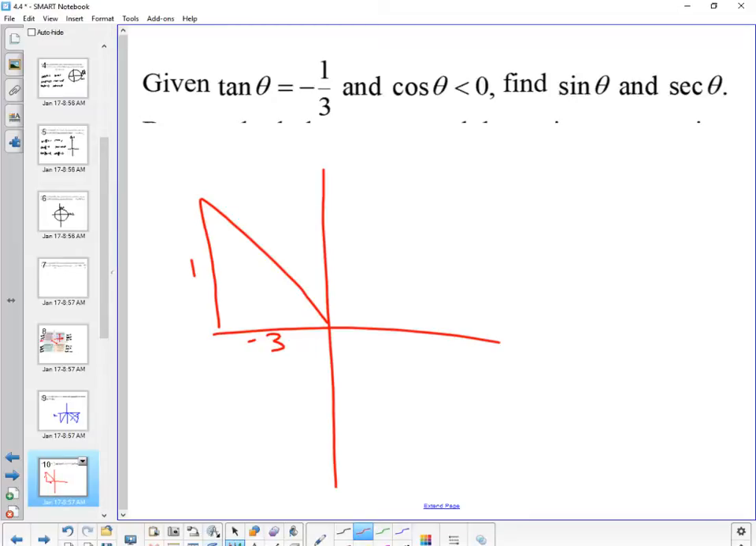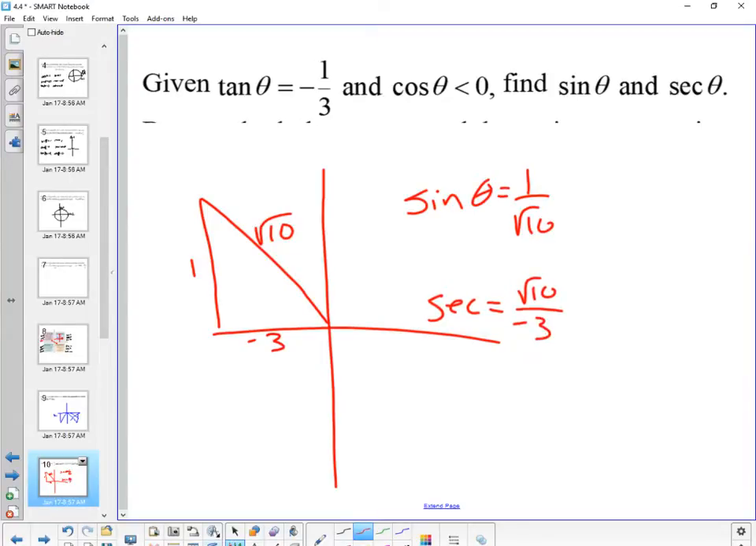What's my hypotenuse? We don't know. It's going to be 1 squared plus 3 squared is 10, so radical 10. So this is radical 10. But now I can find sine and I can find secant. Sine of theta would be 1 over radical 10, and secant would be radical 10 over negative 3. Okay? So be careful with those.